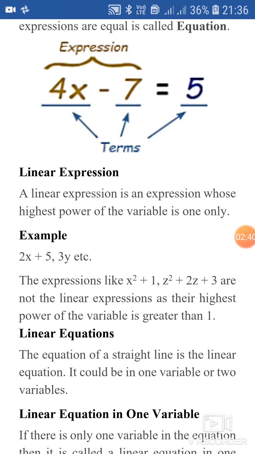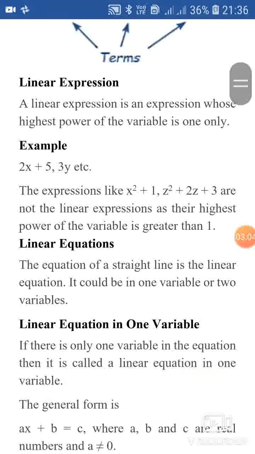For example, 2x plus 5, 3y. But not x square plus 1, and not z square plus 2z plus 3. Why? Because in the first one, x square, the power is more than 1, and in z square, the power is more than 1. Similarly, if a power of 3 is there, then also it's not a linear expression.